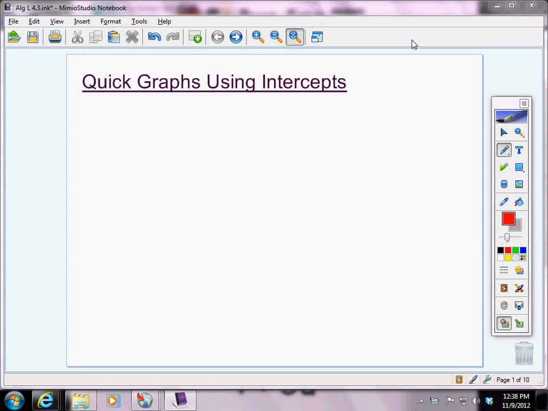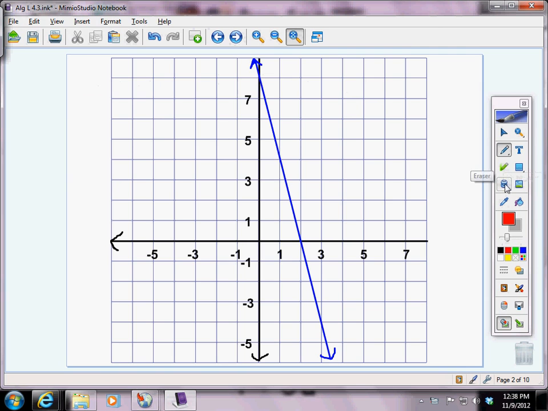There are many different ways we can graph linear equations, and one of those ways is by using intercepts. So let's talk about intercepts. When we talk about intercepts, what we mean is where our graph crosses the x-axis and crosses the y-axis. If we look at this blue line right here, the blue line represents all the solutions to a linear equation. Notice it crosses the x-axis right here, and it crosses the y-axis right here.